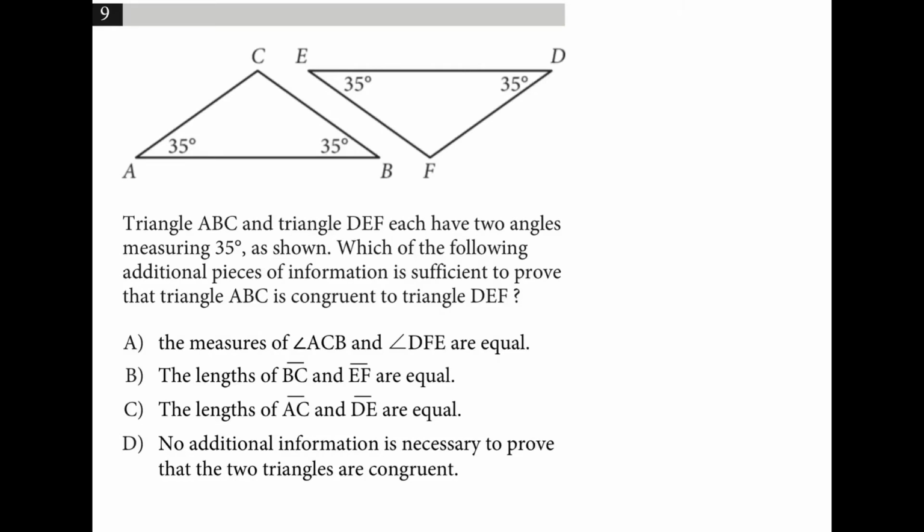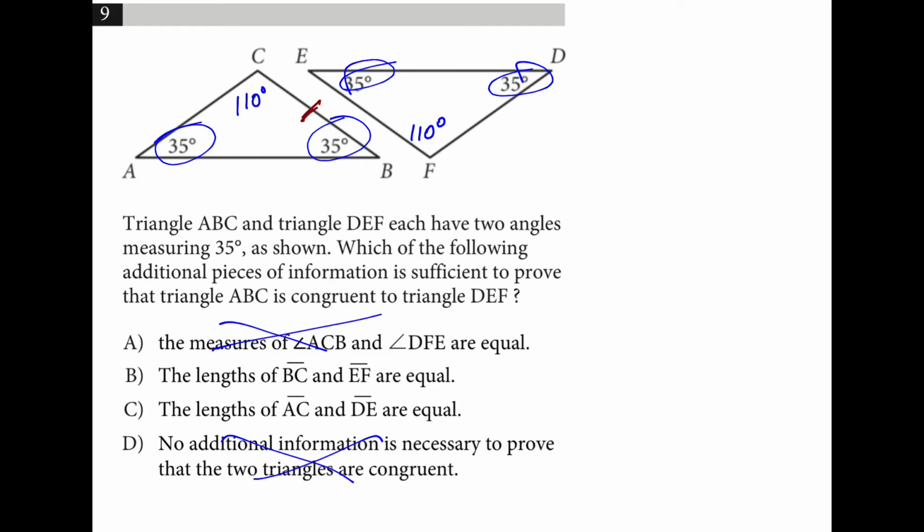So given in number 9, we see the angles 35 degrees. Therefore, this other angle is going to have to be 110 for both of them because they have to all add up to 180. So we already know that the two triangles are similar because the angles are the same. So we can cross out D and A.